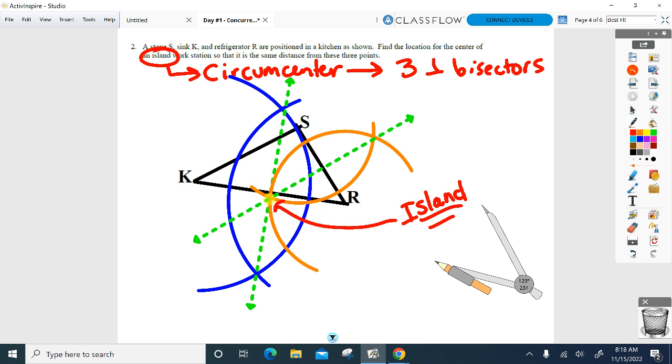Is everyone sure you're okay with why I'm not doing the third side? It's going to intersect at that point anyway, if we've done this correctly.